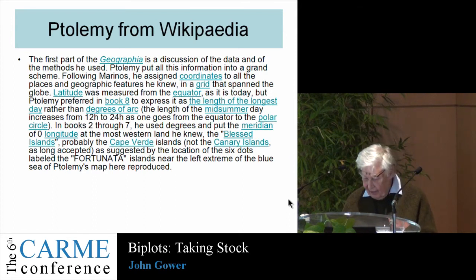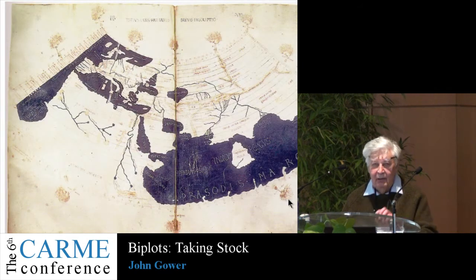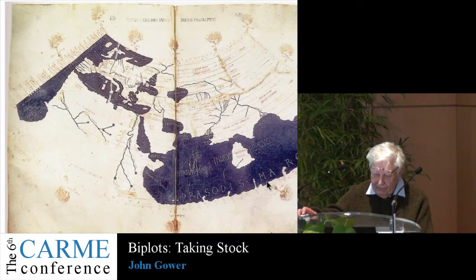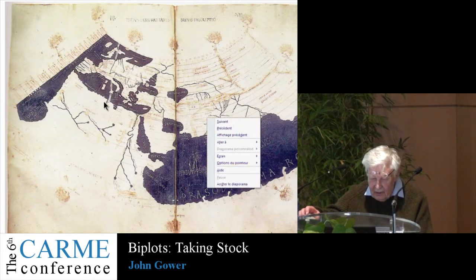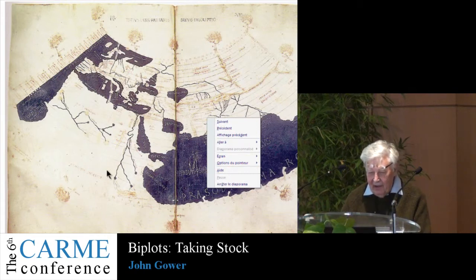He had a grid, and I will now show you a very, very early biplot. And this is Ptolemy's map of the world, a very early version of it. And, yes, somewhere round about there is Rennes. It's really not a bad map of the Mediterranean world. Most of the features are recognizable now.